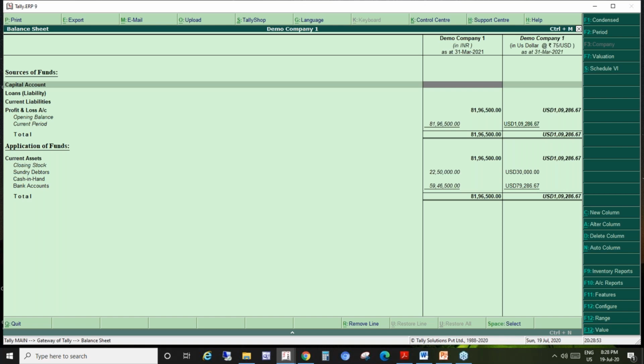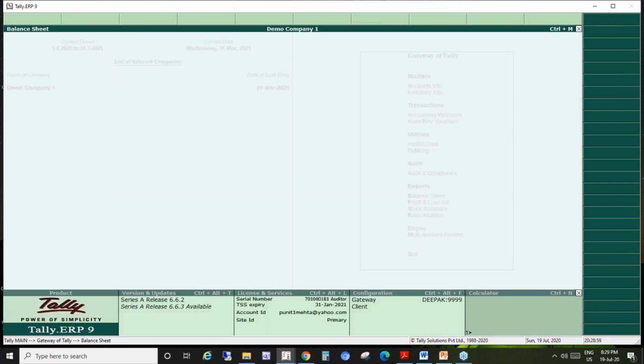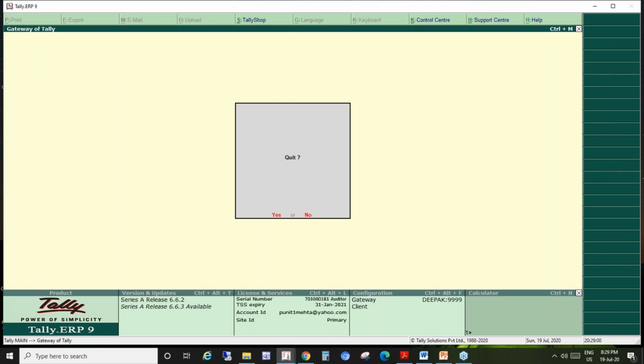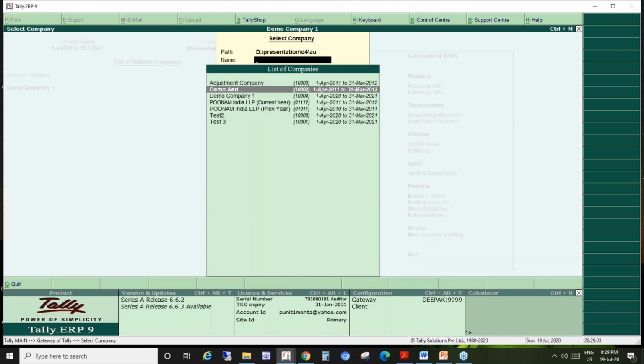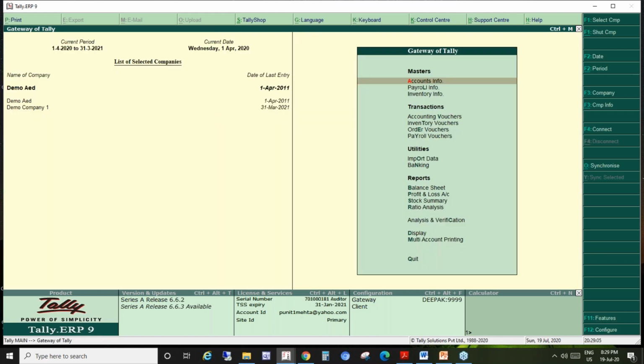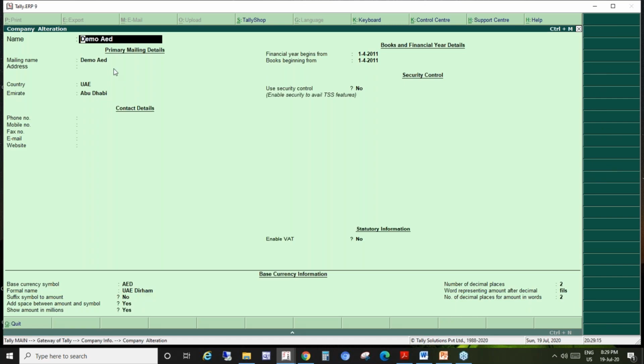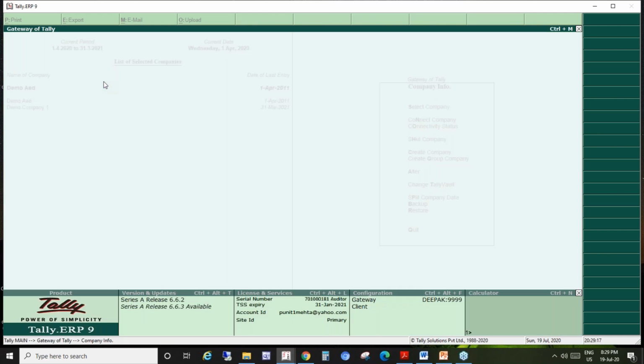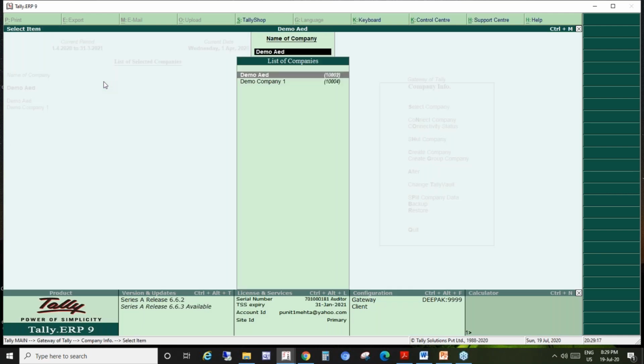Suppose that there are two or three companies with different currencies, you can just click on Alt C and then load those companies. Now here I am having one more company of AEDs. Now here if you see, this company demo AED is in Dubai, UAE Dirham. Okay. So I can load both of them together.